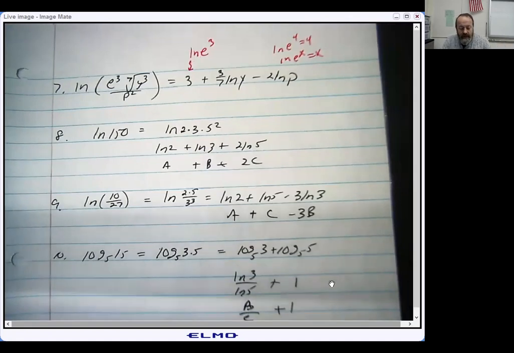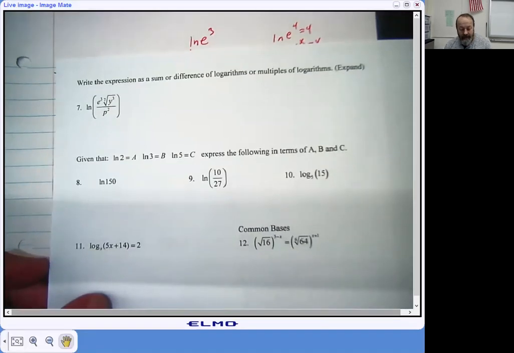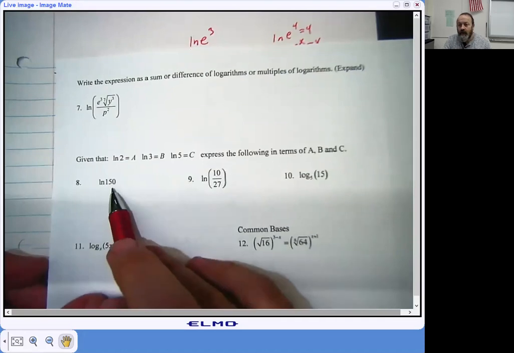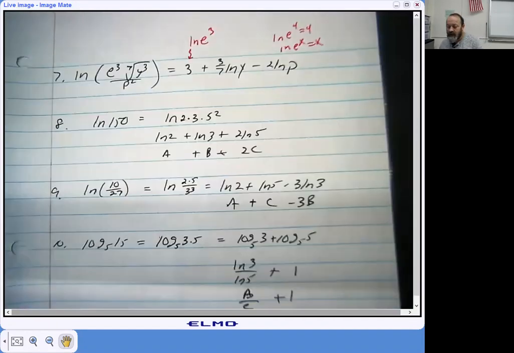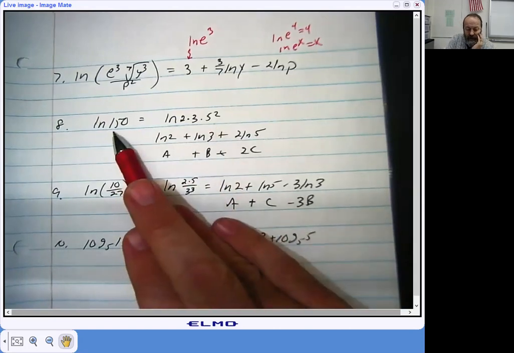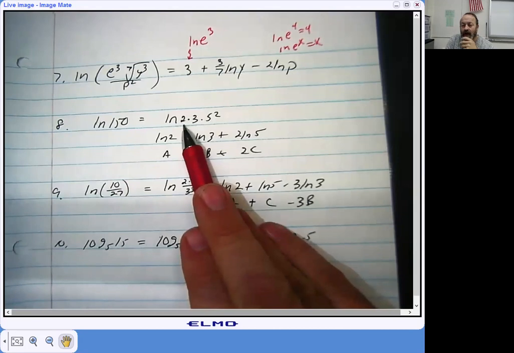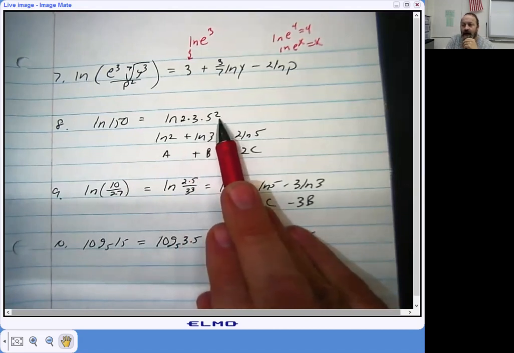Okay, now the next little piece is a blast from the past that we went over, where we decided to make the natural log of 2 A, the natural log of 3 B, and the natural log of 5 C, just playing with some prime numbers to make it workable. So when I took the number 150 or the number 10 over 27, I decided to break those into pieces that I could digest. And I noticed that 150 is 2 times 75, but 75 is 3 times 25, which is 5 squared.